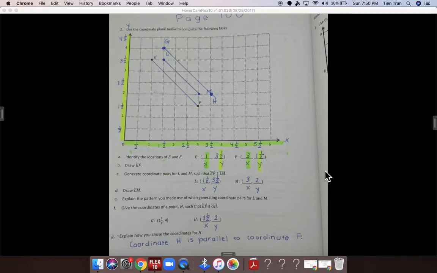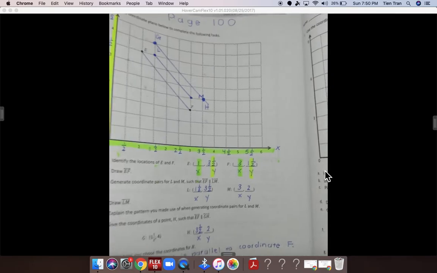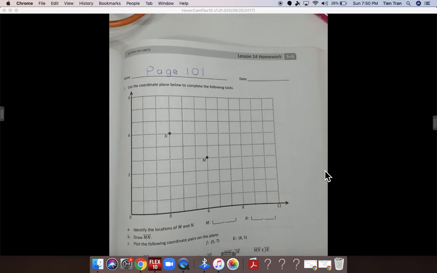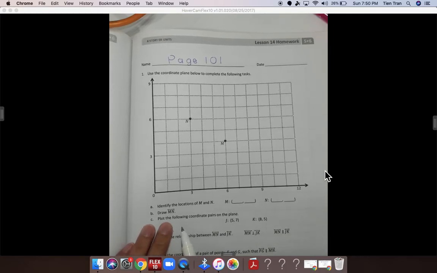Okay, once you are done with this page, please make sure you pause the video so students have time to write this down, but we're going to move on to homework. So this is our homework, page 101. Please make sure you're turning to page 101. The first question says, identify the locations of M and N.